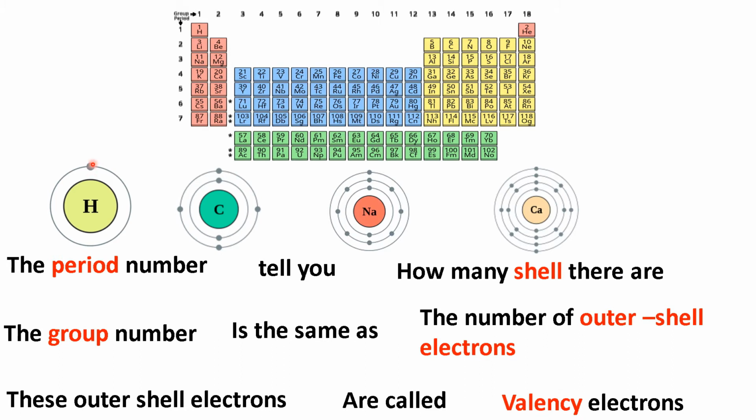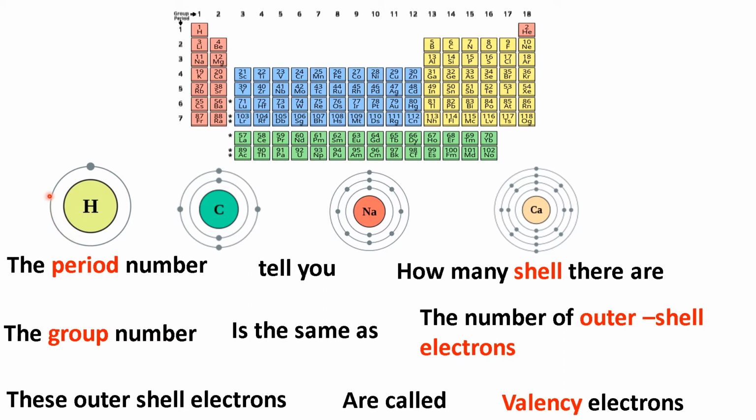This electron is called a valency electron, and these 4 electrons are called valency electrons. This 1 electron is called a valency electron, and these 2 electrons are called valency electrons. This is the outer shell of electrons. This is the outer shell of electrons. And this is the outer shell of electrons, and also this is the outer shell of electrons.